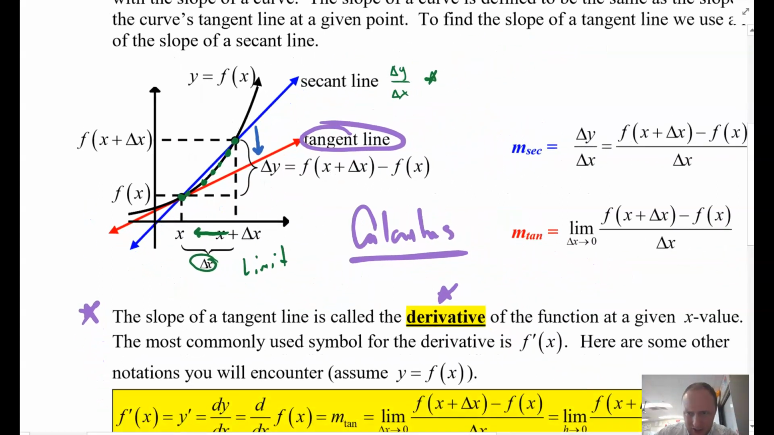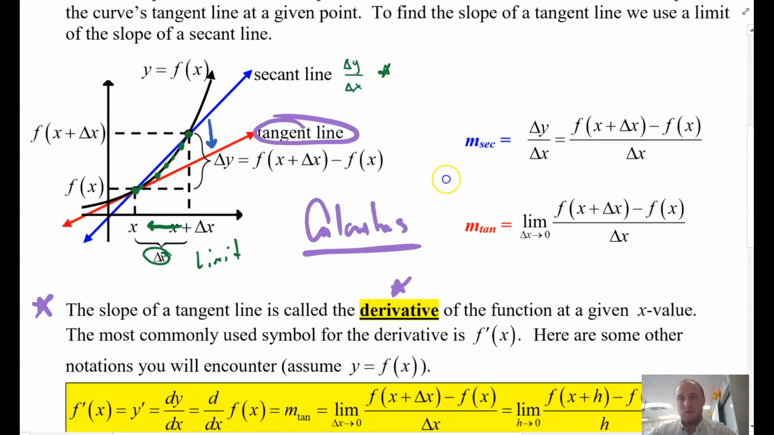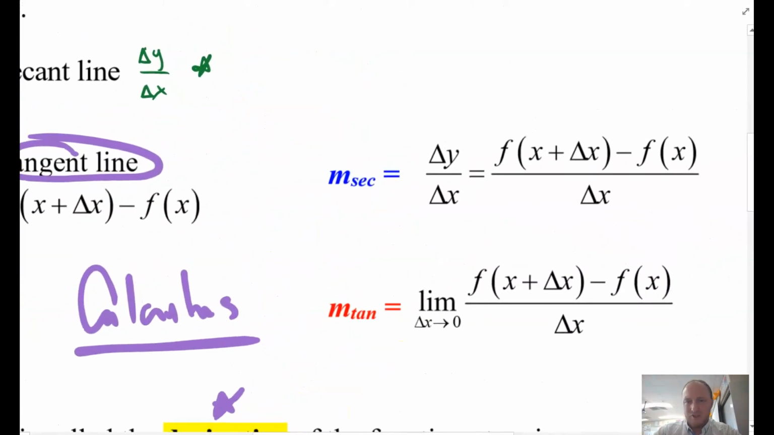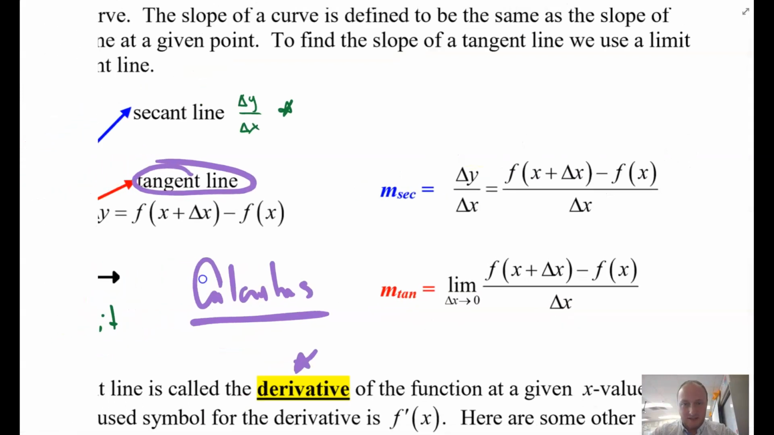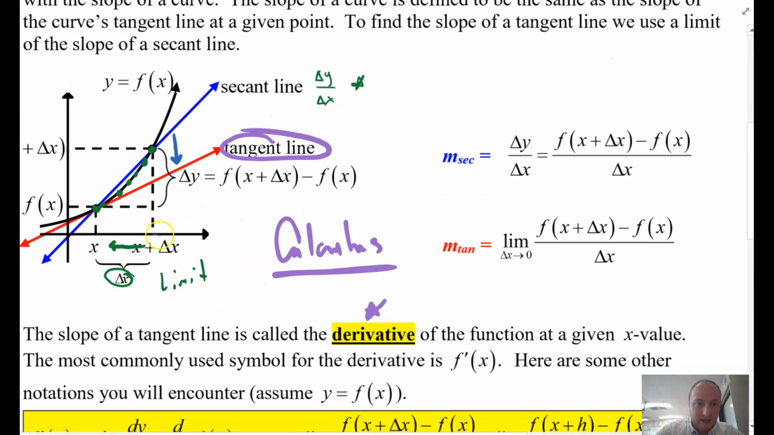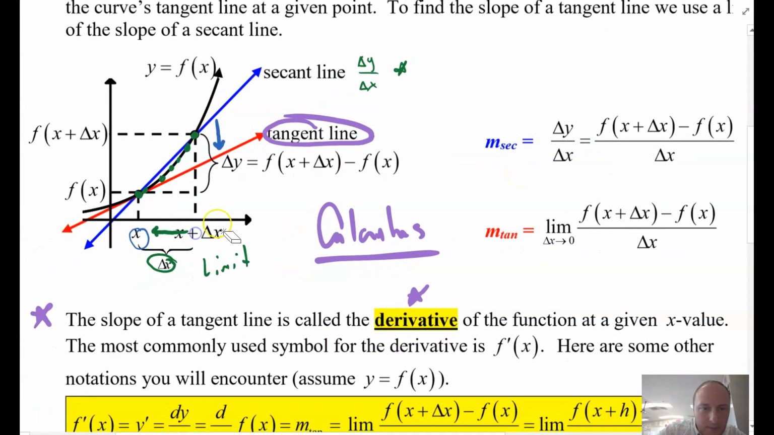Okay, so we'll just go over here and look at our definitions. You guys agree that delta y is the function of x plus delta x, that's this value here, minus f of x. So here's delta y, this minus this, over delta x, the change in x.